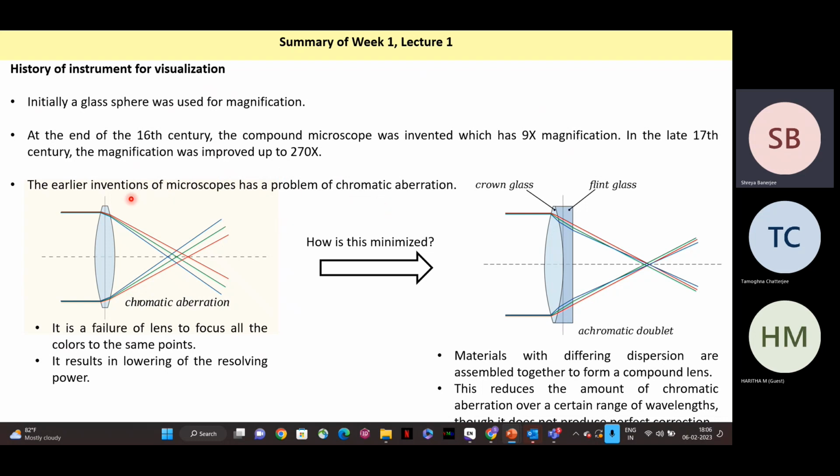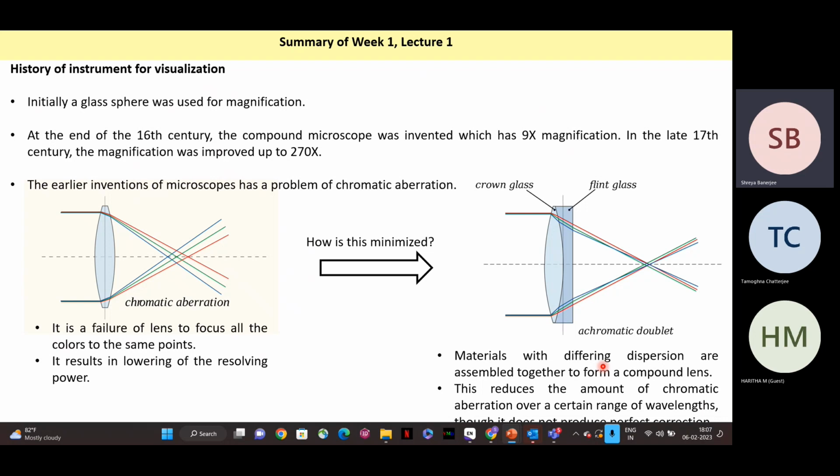So what is chromatic aberration? It is basically when the lens fails to focus all the colors at the same point. So when the light containing 7 colors comes in, it gets split up passing through the lens, and so the focal point is increased. And so instead of a sharp image, we get a very blurry image.